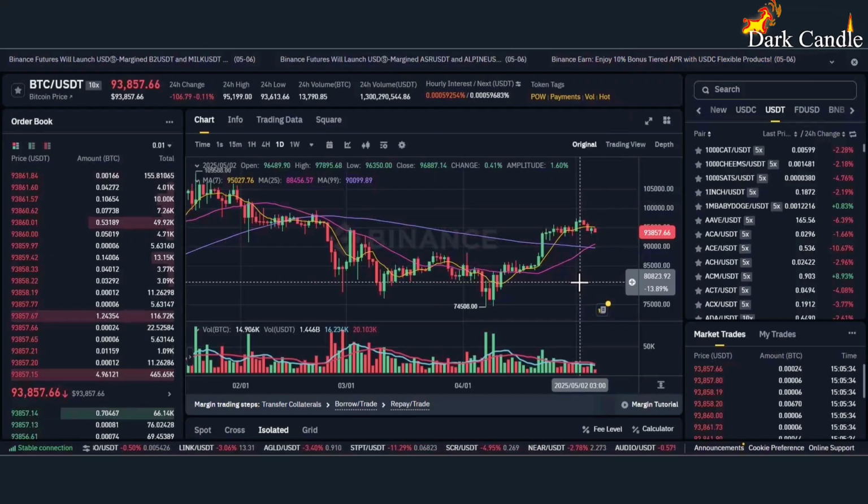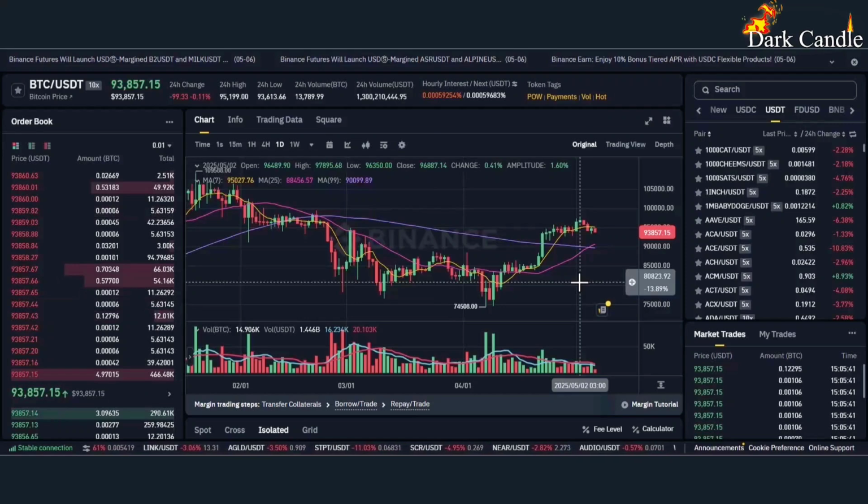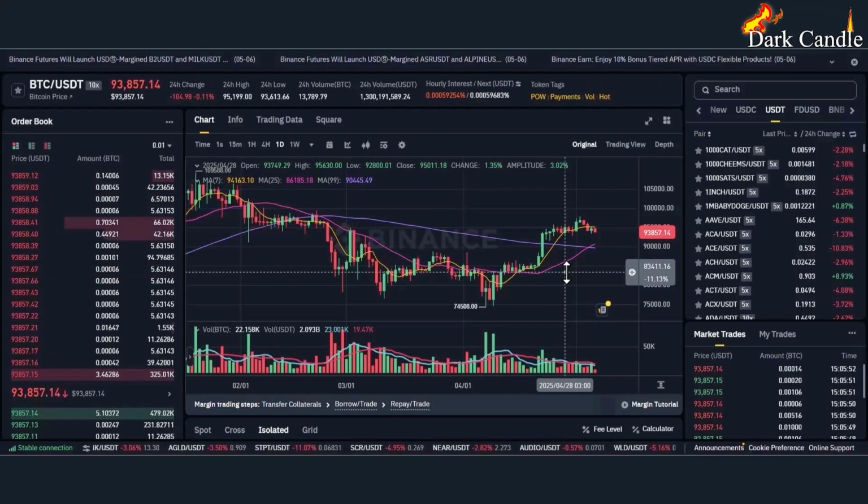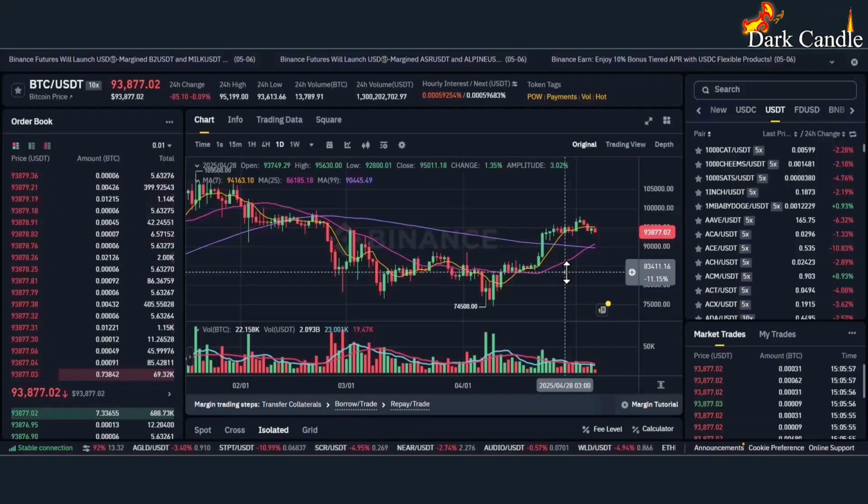Now, let's do a quick visual recap. Spot trading was buying with your own funds, while margin trading was borrowing funds for more exposure. In both views, you'll see candlestick charts, as you can see right here, order types and trade history, but margin will show a liquidation price, borrowed amount, and interest rate.